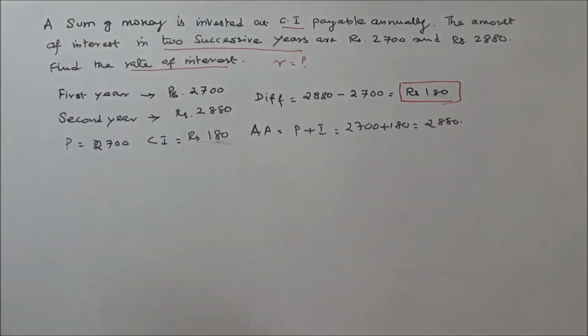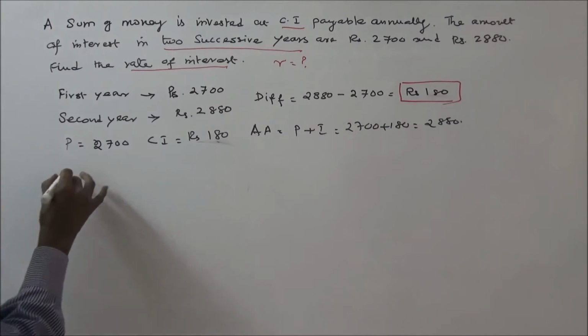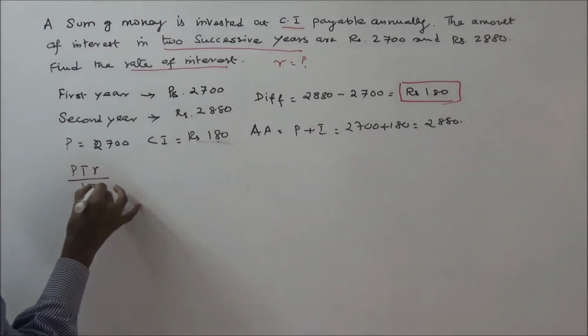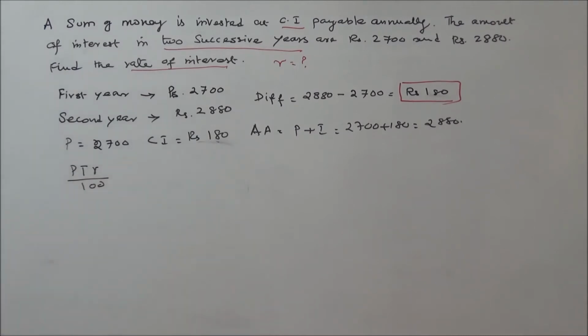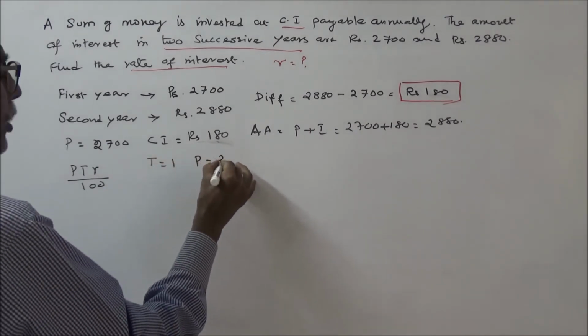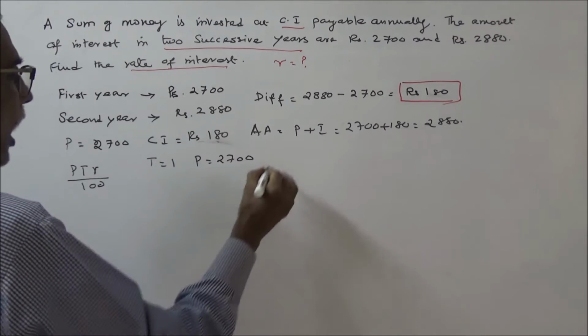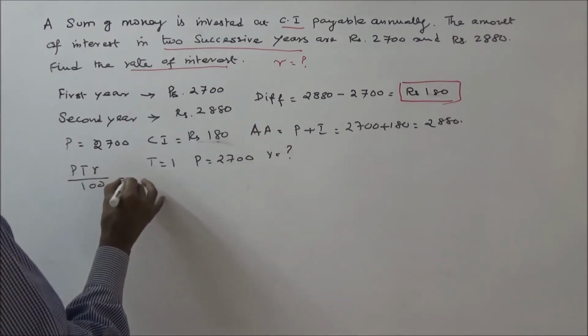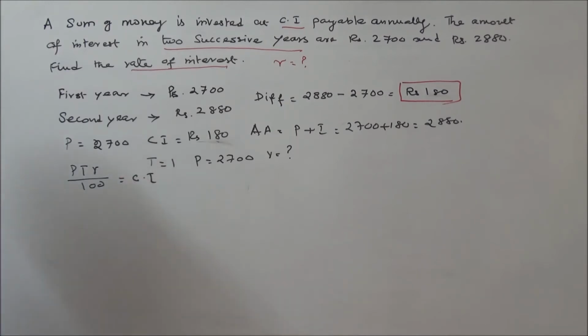Okay. Now we have to calculate what is the interest. So P T R divided by 100. Here T is equal to 1. P is equal to 2700. R is equal to, we have to find, that's all. So this is the compound interest. Okay, that is the compound interest, we have got it.